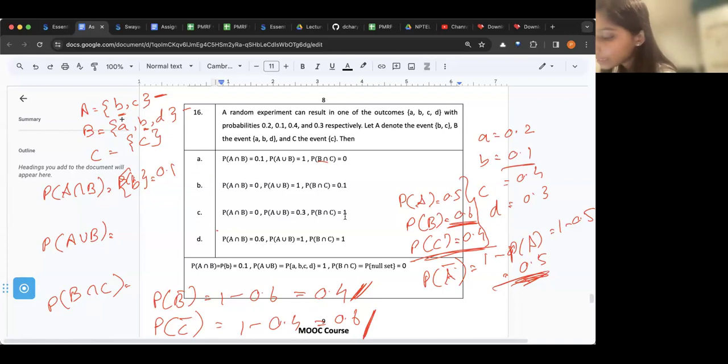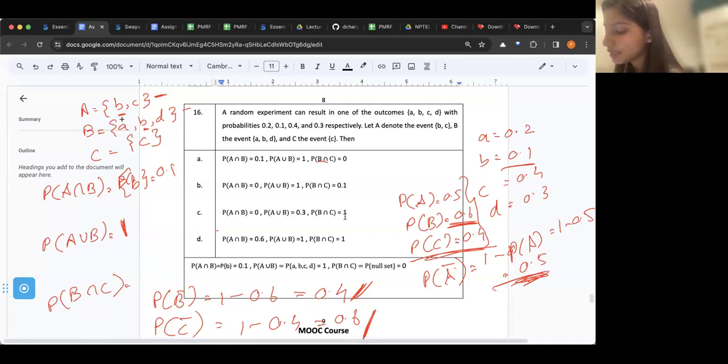And then probability of A union B. Combine A and B, what do you get? You get A, B, C, and D. You get everything. So when you add up all of these, what do you get? 4 plus 3 is 7, 8, 9, 10. So you get 1. Probability of A union B is 1. And then B intersection C.